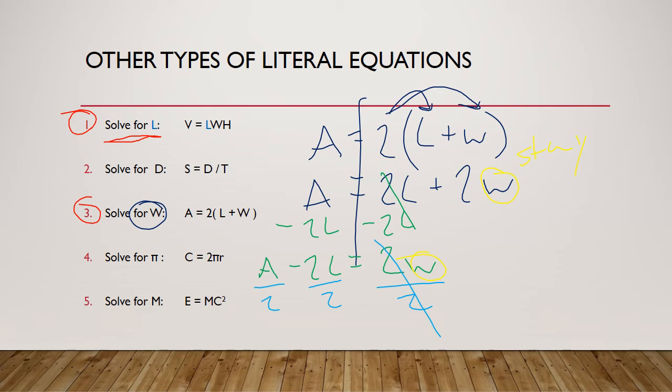So I end up with W equals, negative 2 divided by 2 is negative 1. I don't have to write 1, so it's just negative L. And A divided by 2, that can't simplify, so it's just A over 2. And I am done. No like terms, nothing else to simplify. Done. Check.